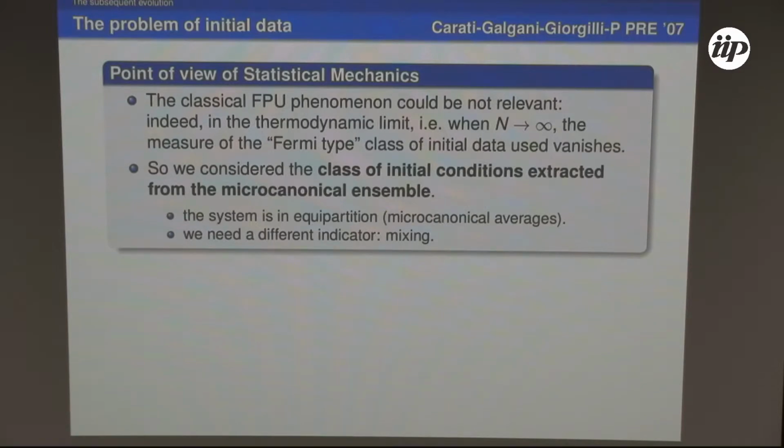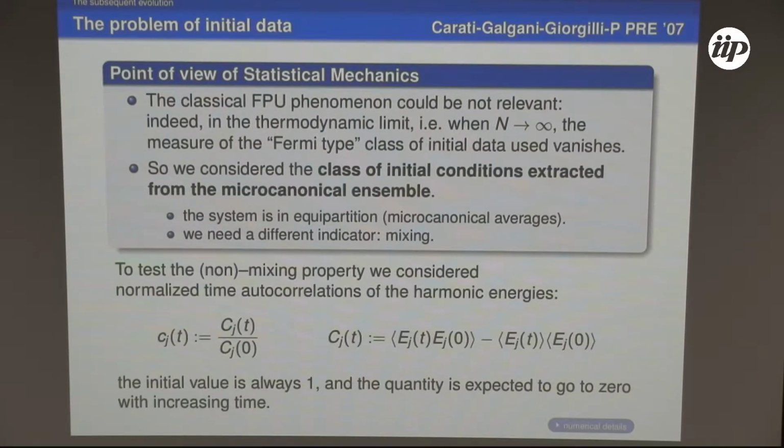And so you look for the decay of correlation, the indicator for mixing. And we consider the standard object: the time autocorrelation of harmonic energies, normalized. So this small c_j, the initial value is always 1, and it is expected to go to 0.